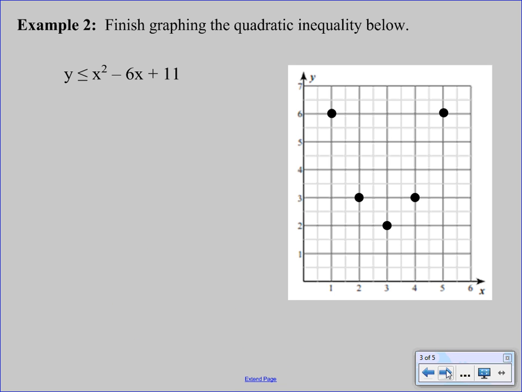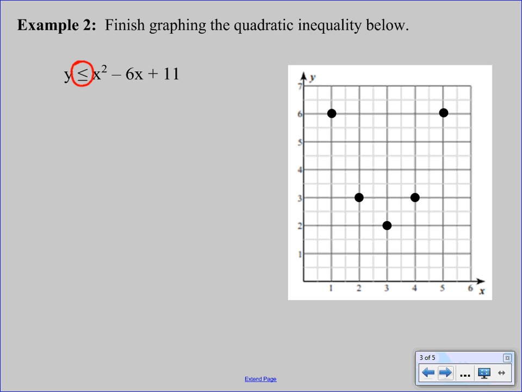Our next example, we are asking you to finish graphing the quadratic inequality. So we've actually done the hard part for you. We found the vertex and we found all the points and we've graphed the points for you. So you just have to figure out how you are going to connect those points. Are you going to have a solid or a dashed parabola? And then where are you going to shade? And the inequality symbol is going to tell you all of that.